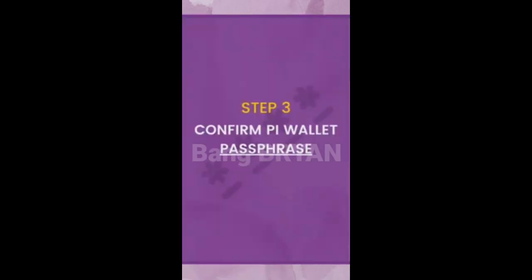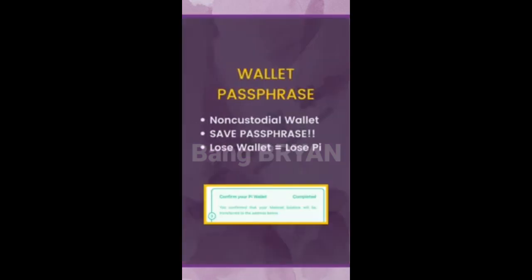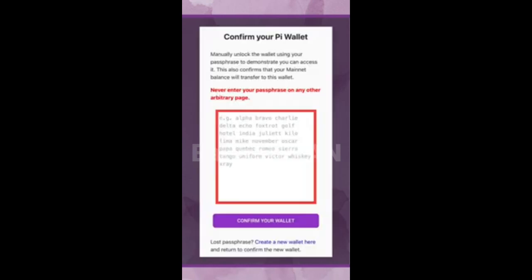Step 3. Confirm your Pi wallet. Your Pi wallet is non-custodial in nature, which means that Pi Network does not have records of your wallet passphrase, which is needed for you to unlock your wallet. Losing your wallet passphrase is thus akin to losing your entire wallet along with all assets inside. To ensure that you know your wallet passphrase, step 3 requires you to enter it here. Please remember to store the passphrase somewhere safe so that you do not lose it or forget it and that no one else has access to it.